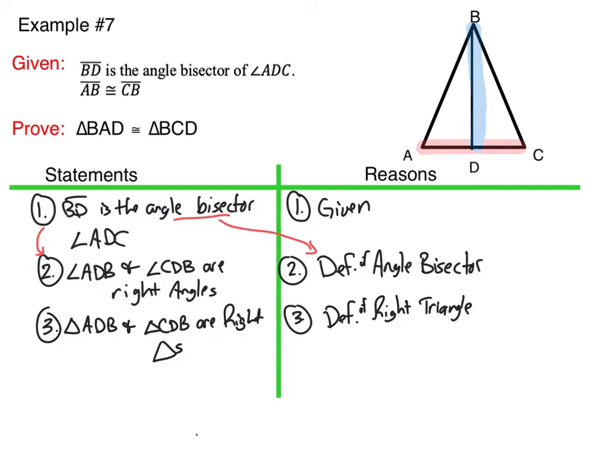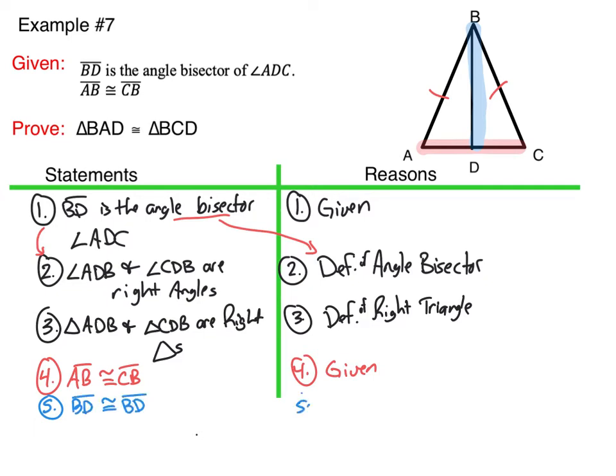If I have right triangles, that is going to help me. And now I'm going to take my next statement, statement 4, and I'm going to say that AB is congruent to CB, and that's right there, AB congruent to CB. And that reason is given. Again, just like we had from the beginning. All right, and also I can go to step 5 here. I have that BD is congruent to BD. Reason is the reflexive property.